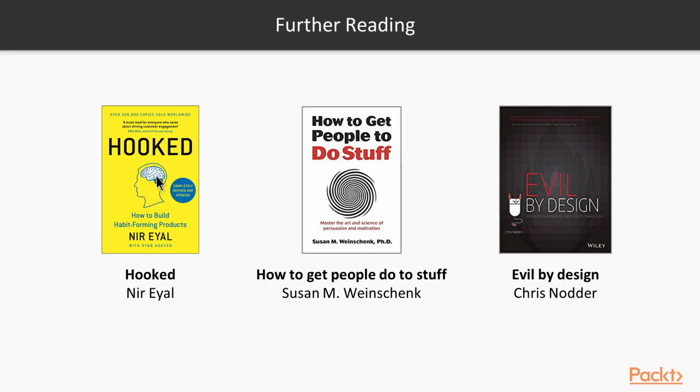For further reading, I'd really recommend Hooked by Nir Eyal, How to Get People to Do Stuff by Susan Weinschenk, and also Evil by Design by Chris Nodder. These folk have done a lot more in-depth research on this, and I'm borrowing from some of their concepts. So even if you don't want to buy the books, you can still watch this course and see the highlights. I'm referring to these 3 books. They're really excellent at understanding how we can build trust and how we can get people to commit to us. These ways look more into the world of psychology, which is not for this course.